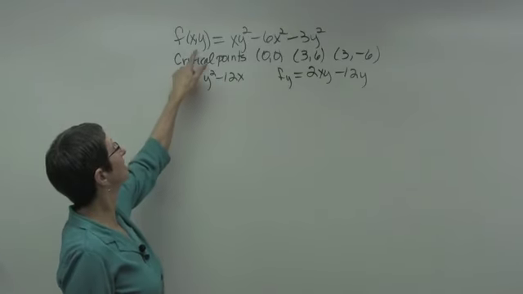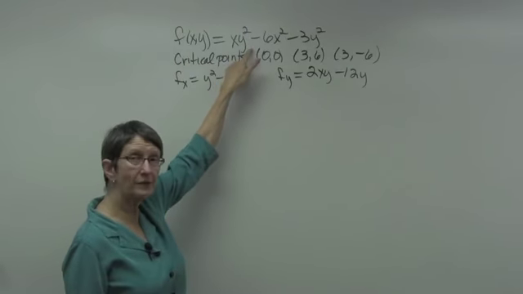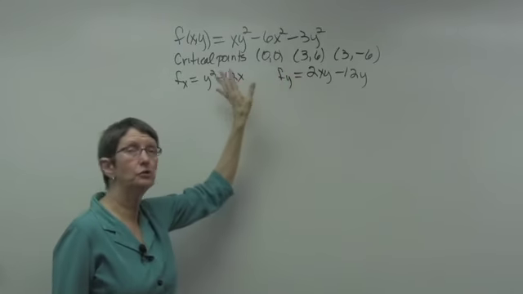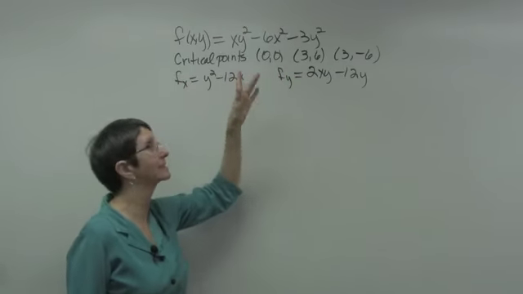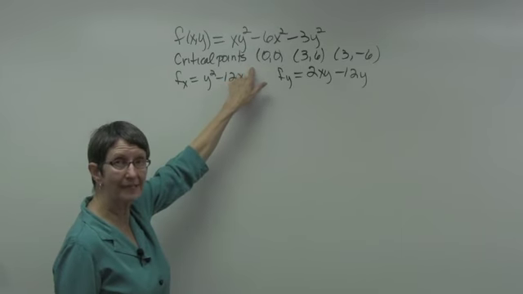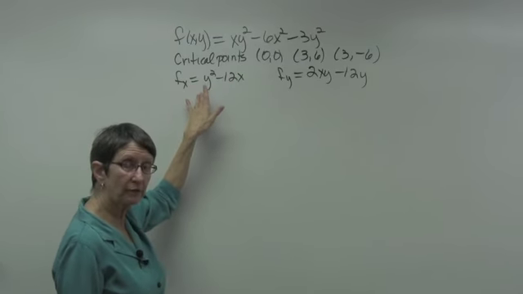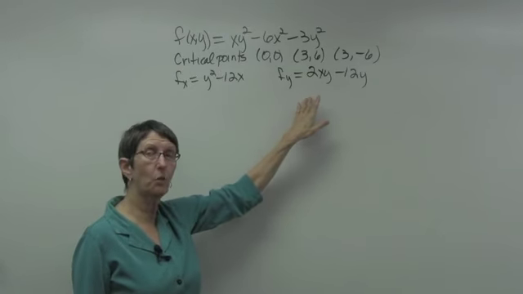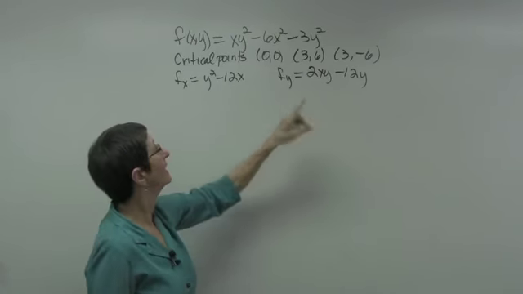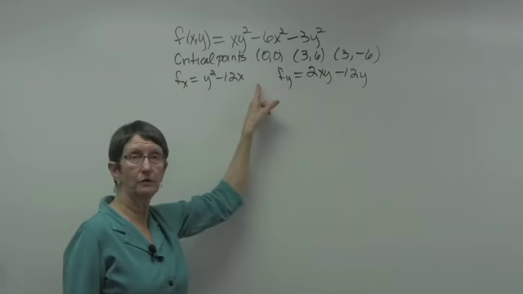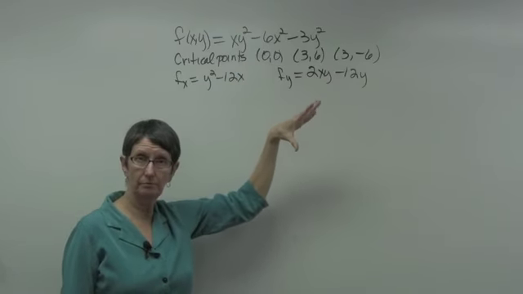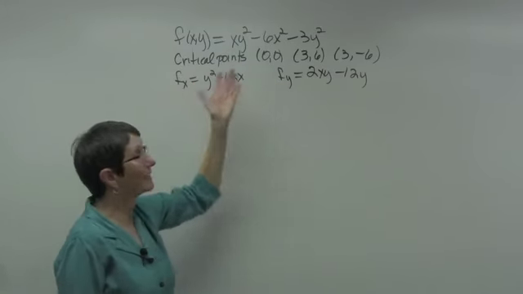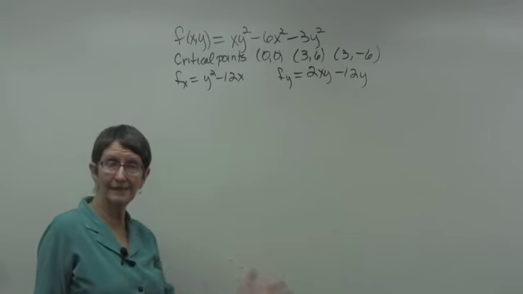I'm given a function, f of x, y equals xy squared minus 6x squared minus 3y squared. You should recognize that function from the previous lesson. We found the critical points there by taking partial of f with respect to x and setting it equal to 0, and the partial of f with respect to y and setting it equal to 0. And these are the critical points that we found. We had to pair them up between the two functions. Remember, you saw these as a system. But now that we have them, how do we know what's a max or a min or a saddle point?